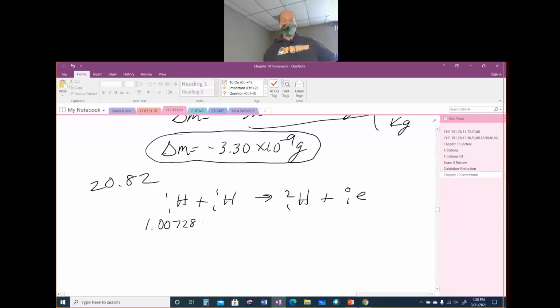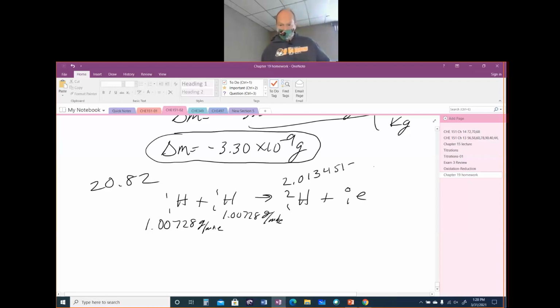And that's AMU. I prefer to use grams per mole. Same here. 1.00728 grams per mole, right off of table 20.3. Your H21 is off of the table. It is 2.013451.